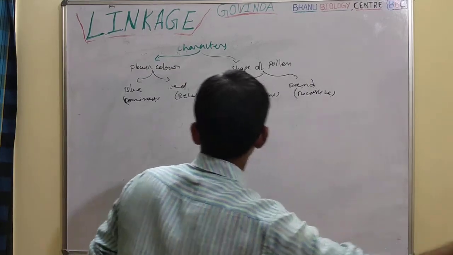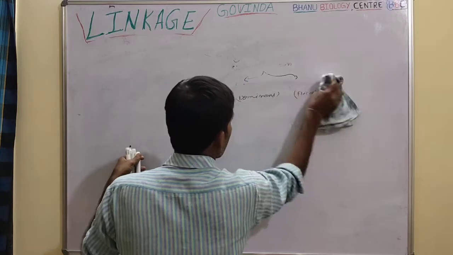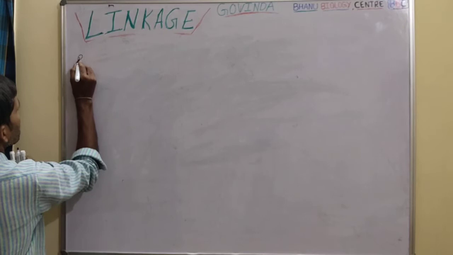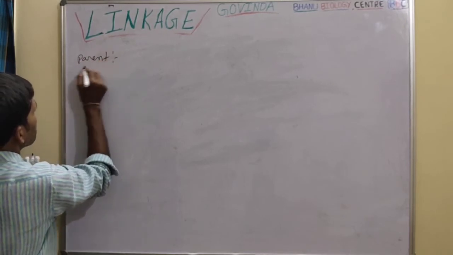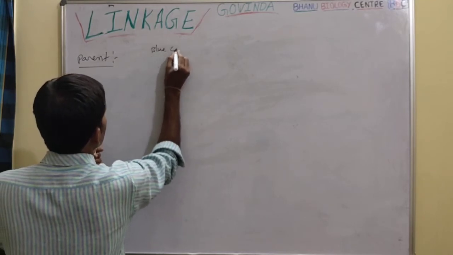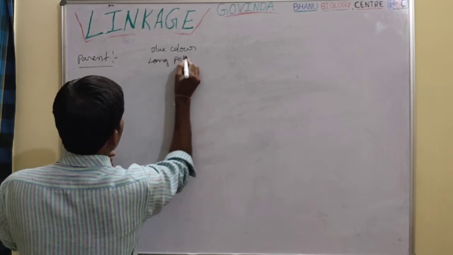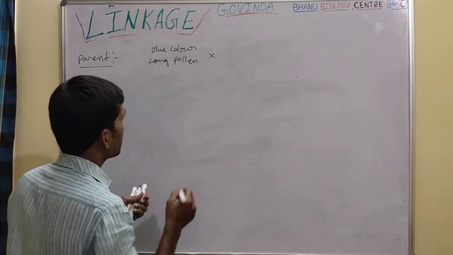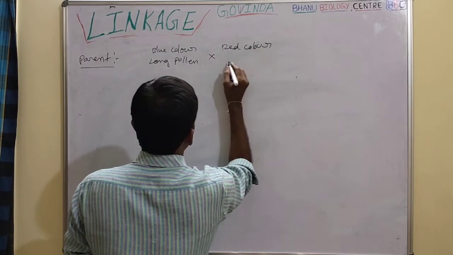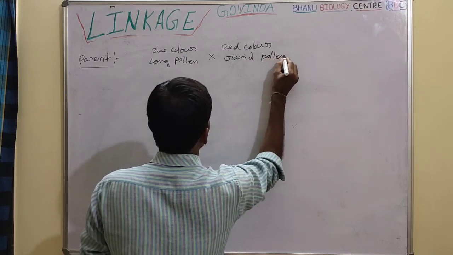So let us see the crosses. In the first cross, they selected 2 parents. This refers to the parent generation. One parent is a blue color, long pollen producing plant. Another plant is a red color, round pollen grains producing plant.